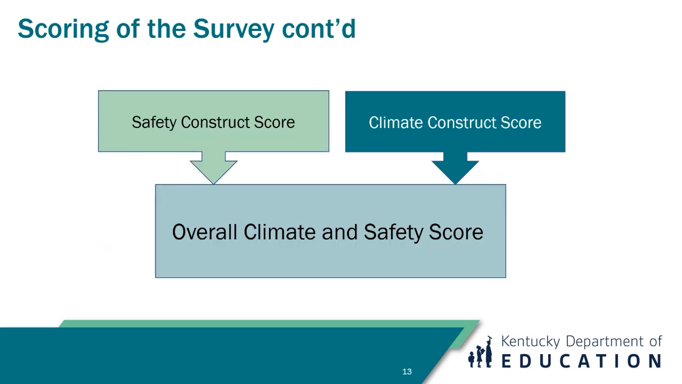As mentioned in the last slide, the 2 constructs that go into the overall score are the safety construct score and the climate construct score. The average student scores for questions associated with safety are averaged again to create one safety construct score. The average student scores for questions associated with climate are averaged again to create one climate construct score. Together, they are averaged to yield the climate and safety status score.